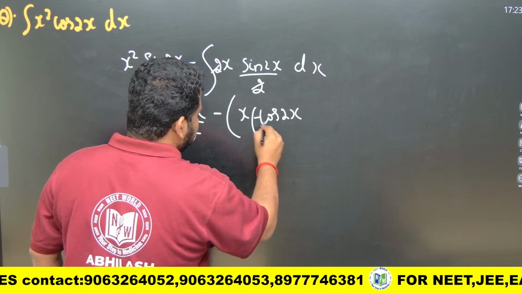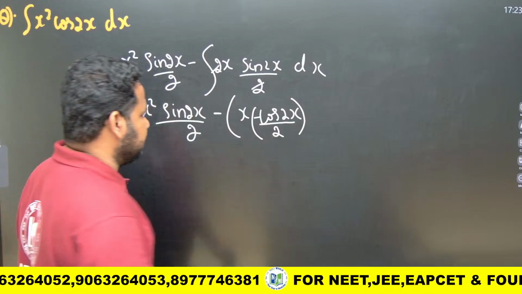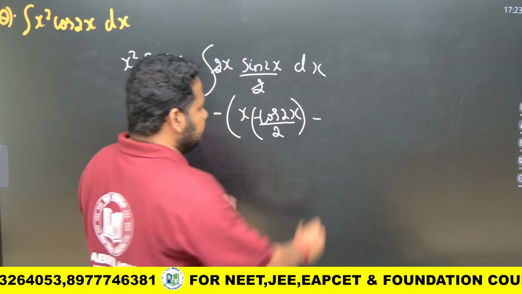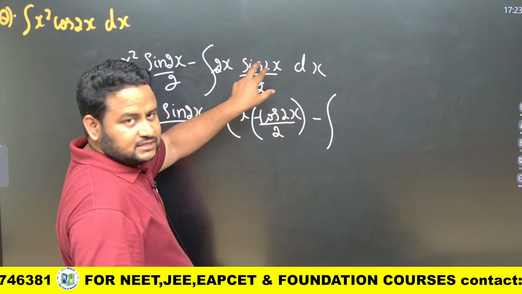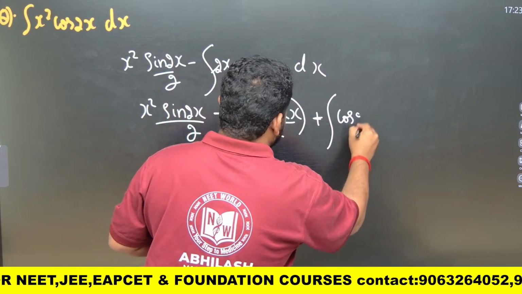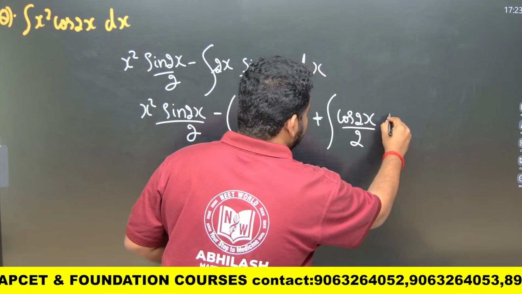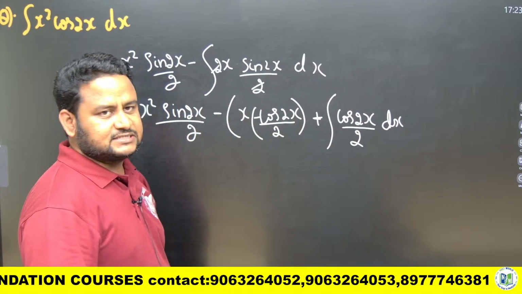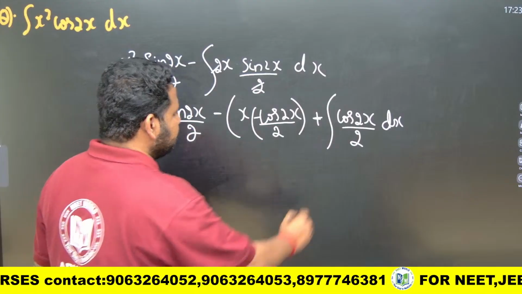Okay, this will be minus cos 2x by 2. Integral of this will be minus cos 2x by 2 minus d by dx of x. Integral of d by dx of x is nothing but 1, and inside what I have? Sin 2x. Integral of sin 2x will become cos 2x by 2. This will be dx. I have integral of cos 2x by 2 dx. Now again I have to integrate this further.